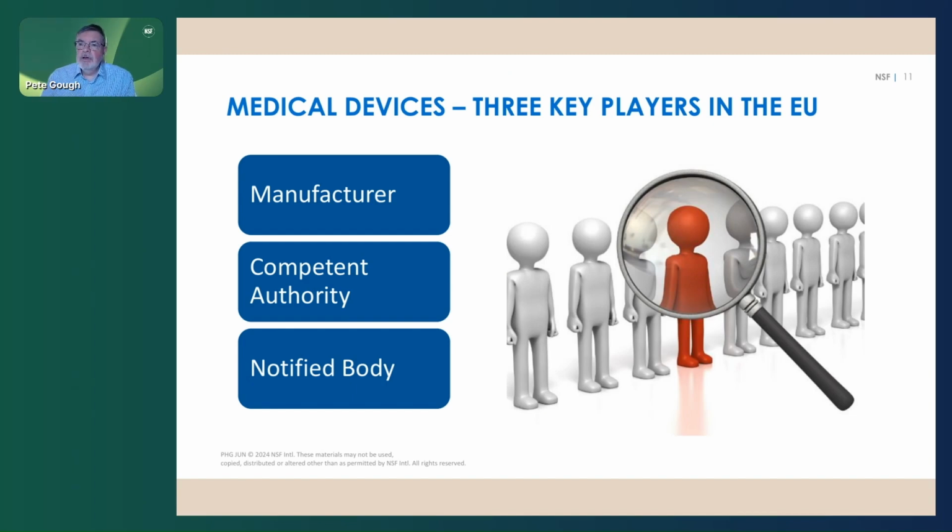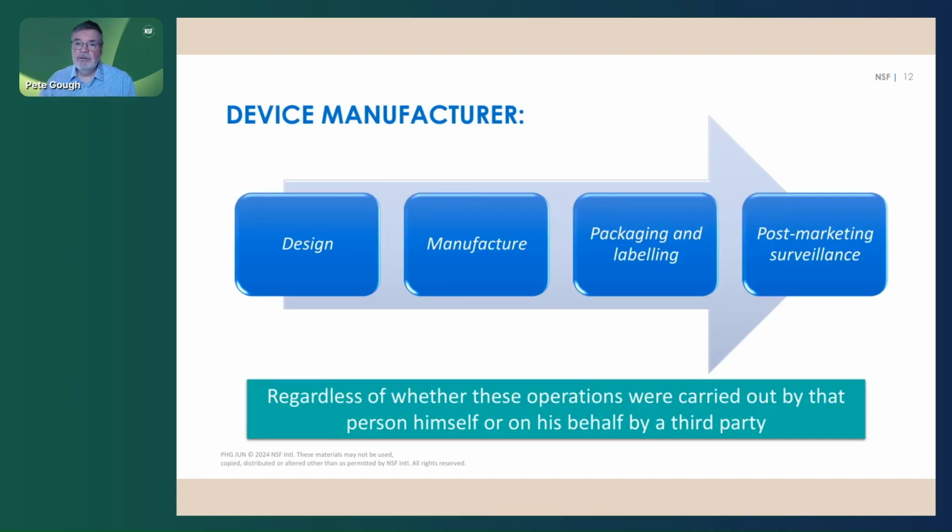Now, within the medical device world, there are 3 key players in the European Union: the manufacturer, the competent authority, and something called a notified body. I'll deal with each of these in turn. The manufacturer designs, manufactures, packages and labels, and is responsible for the post-marketing surveillance of the device. They're the manufacturer even if they contract out some or all of these operations to a third party; they still have the legal responsibility. So that's the role of the manufacturer.